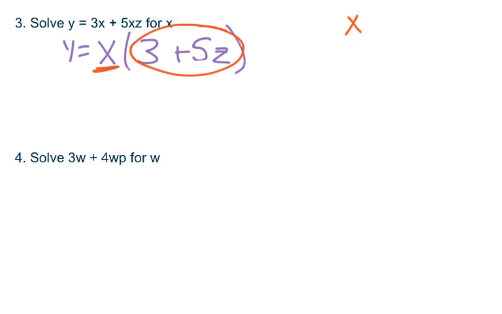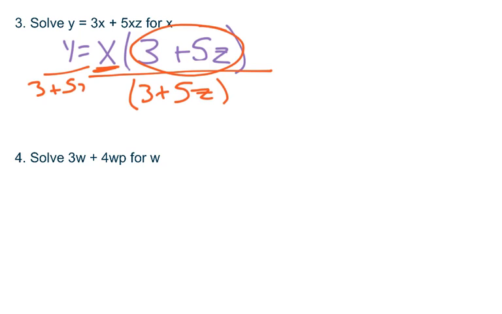So if I had x times 7 equals y, and I want to solve for x, all I'd have to do is divide by 7, right? So instead of dividing by 7, we're going to divide by what we're multiplying x by, 3 plus 5z. It looks a little different. Could you do the heart method here? Sure. But when it's upside down like that, it's not really necessary.